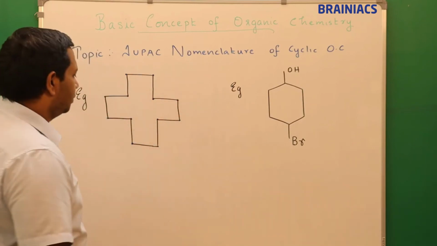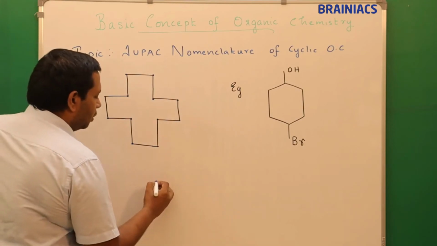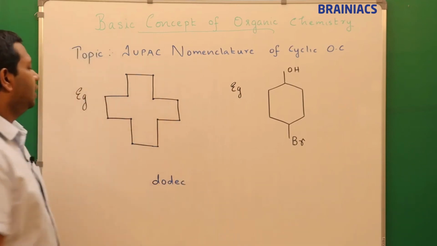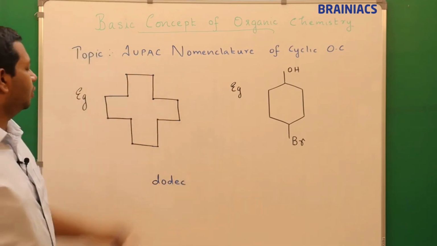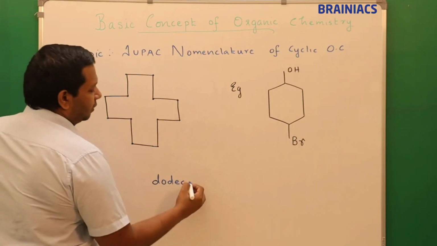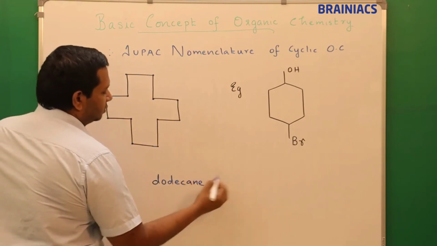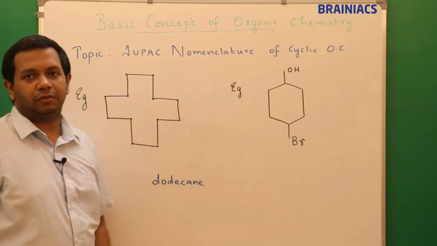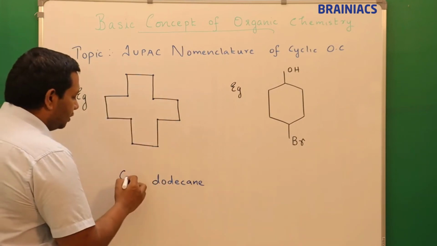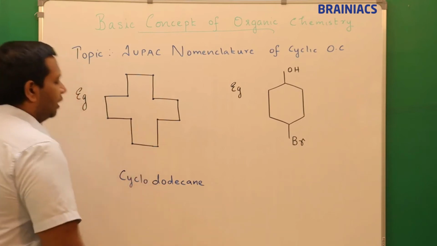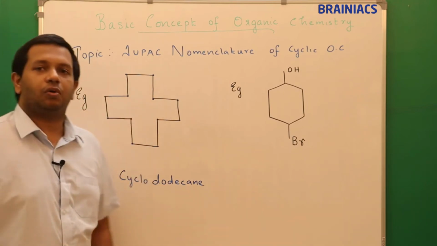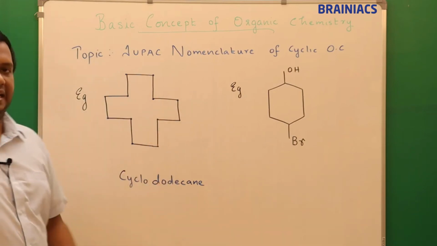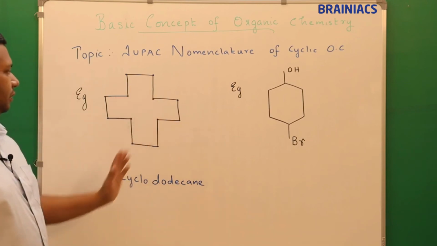So 12 carbons means what is the word root? Dodec, correct? And we know that all are linked by single bond. So what is the primary suffix you can add? Ane. Now we know that it is a cyclic compound, so there is a 1 degree prefix you can add. What is the 1 degree prefix? That is cyclo. And there is no 2 degree prefix since there is no substituent. So what is the IUPAC name? Cyclododecane. Understood? So very simple.